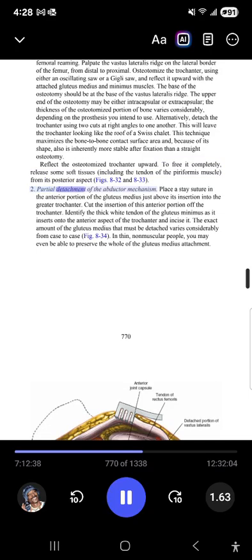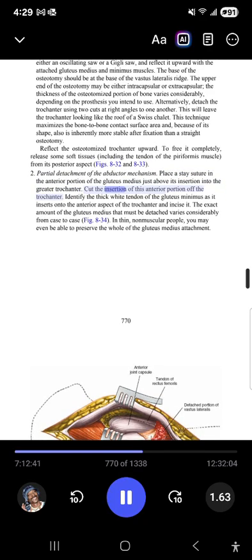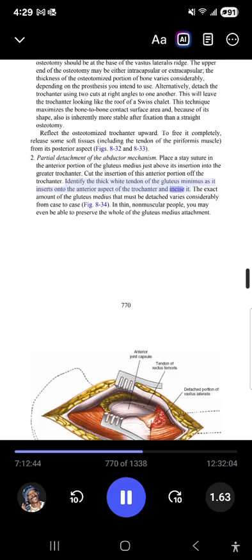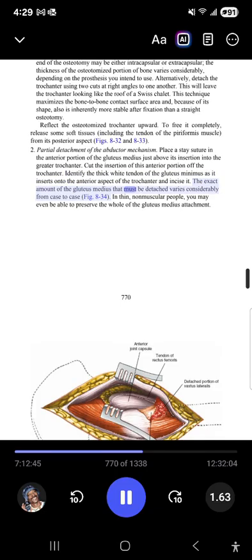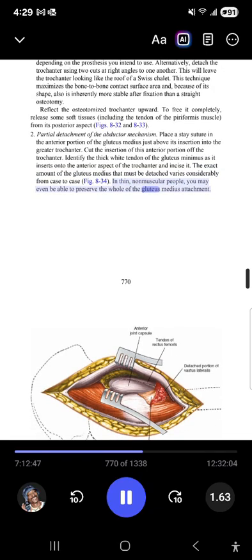2. Partial detachment of the abductor mechanism. Place a stay suture in the anterior portion of the gluteus medius just above its insertion into the greater trochanter. Cut the insertion of this anterior portion off the trochanter. Identify the thick white tendon of the gluteus minimus as it inserts under the anterior aspect of the trochanter and incise it. The exact amount of the gluteus medius that must be detached varies considerably from case to case. Figure 8-34. In thin, non-muscular people, you may even be able to preserve the whole of the gluteus medius attachment.